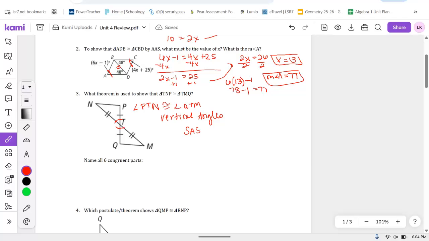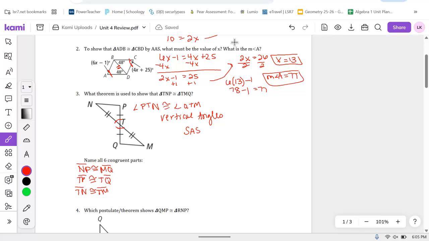Now name all 6 congruent parts. So we're going to name all the congruent parts. We know that the two triangles are congruent, so we're going to name the specific congruent parts. So first off, I know that NP is congruent to MQ. I know that TP is congruent to TQ. And I know that TN is congruent to TM.